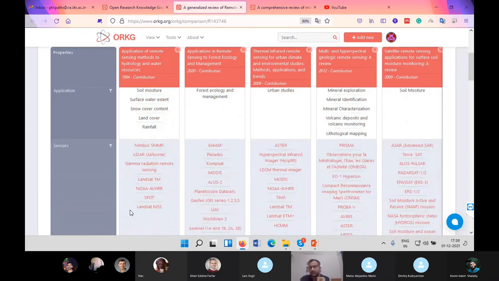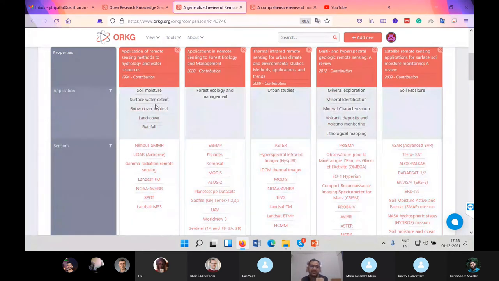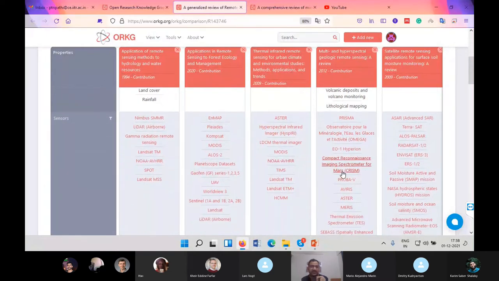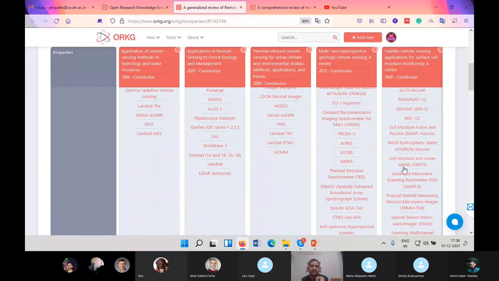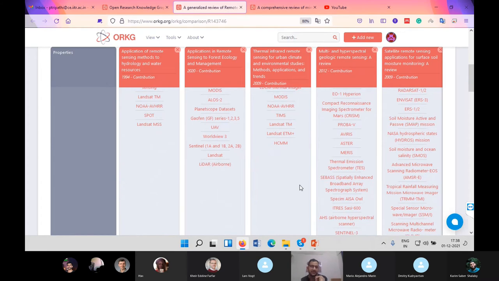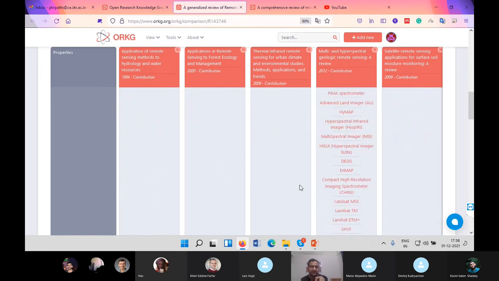When a remote sensing student goes through this comparison, he or she will get an idea of which types of sensors and their data sets are used in which type of application. For example, for mineralogy, hyperspectral data sets are very popular because they give very crucial information. These are some sensors which have been used for different applications, so a new student in remote sensing can definitely get a broad idea of the sensors used in his or her desired application.